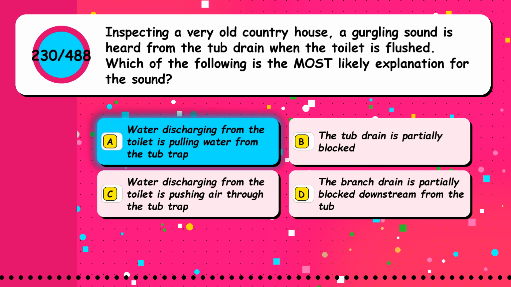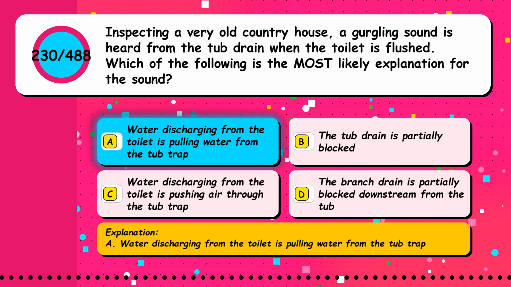The correct answer is option A, water discharging from the toilet is pulling water from the tub trap. A, water discharging from the toilet is pulling water from the tub trap.